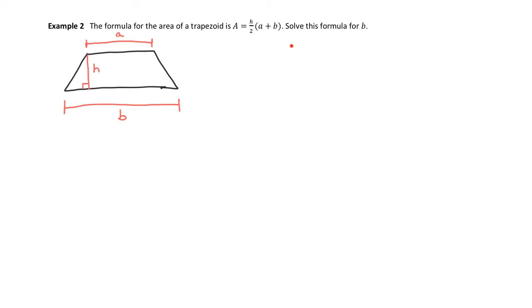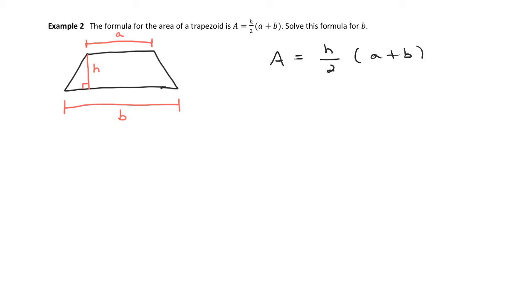I want to take this equation and solve it for, I'm going to choose b. The goal is to get this by itself on one side of the equation. All right, so let's see. A is equal to h over 2 times a plus b.